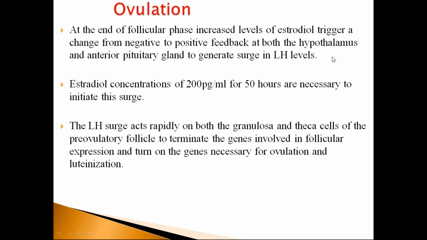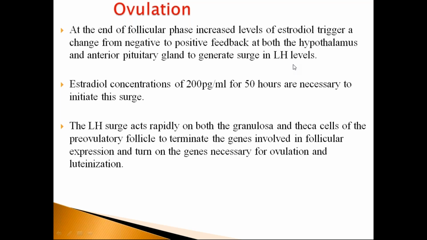This may be due to the positive feedback effect. Usually we have a negative feedback, because when estrogen is reduced, FSH increases, and when FSH is reduced, estrogen increases. So this is the negative feedback mechanism that hormones usually follow. But during the ovulation period, there is a change from this negative to positive feedback, where estrogen levels increase, which will actually increase the LH levels. So it causes the LH surge.